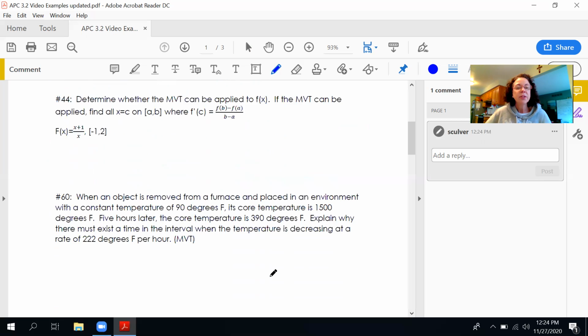Number 44, determine whether the mean value theorem can be applied to the function. Well, let's take a look. It's a rational expression. It is on a closed interval. But if you notice here, this function is not continuous at x equals 0, and 0 lies in between -1 and 2. And so we cannot apply the mean value theorem on this problem.